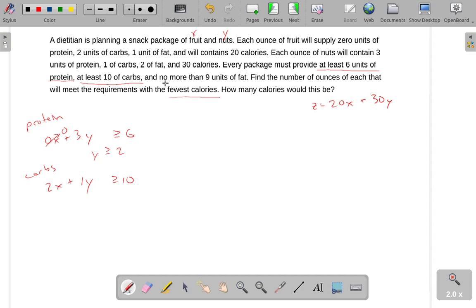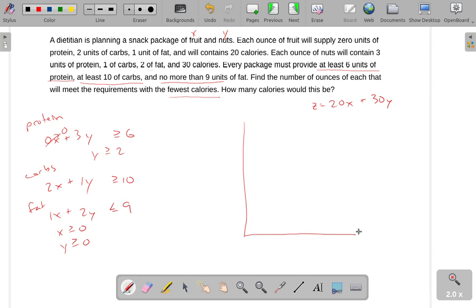And then each container must contain no more than 9 units of fat. So fat is another constraint. Except you'll notice the others said at least a certain amount. Well, this one we say no more than 9 units of fat, so it's less than or equal to 9. But other than that, it's kind of the same. It's 1x plus 2y, because of the 2 ounces of fat there. Those look like all the constraints mentioned here, but of course we can't have a negative amount of fruit or a negative amount of nuts, so x and y both need to be bigger than or equal to 0.